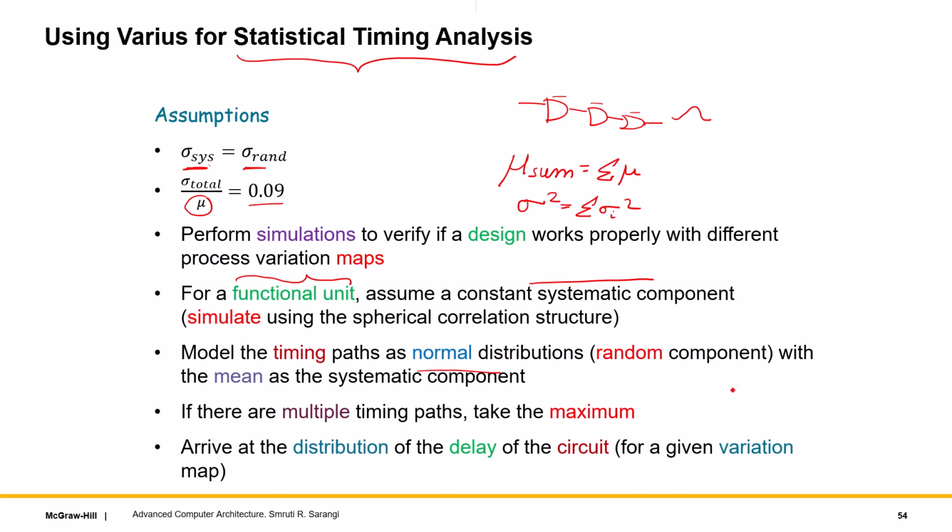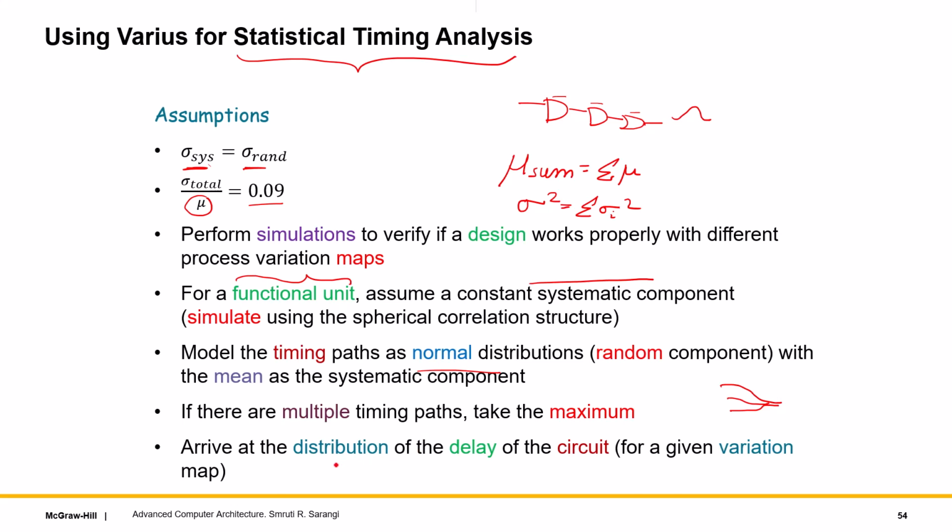Of course, you can have multiple timing paths in a circuit, and one of them will be the critical path, so we can take the maximum. But here is the point to note: the maximum of a set of normally distributed random variables is not normally distributed. It typically follows a Gumbel distribution, but again, it's not normally distributed. There are approximations, but it's not normally distributed.